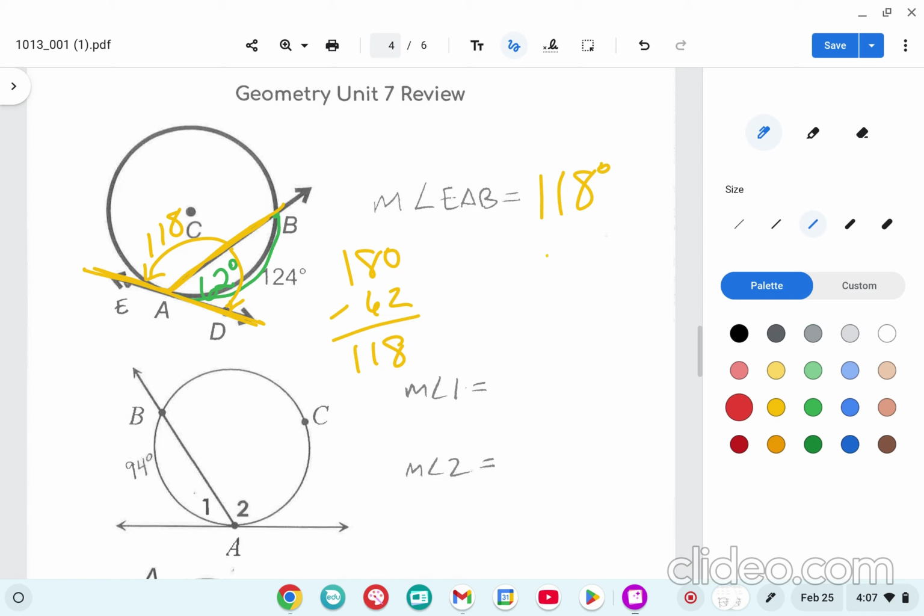All right, looking at the next one, it's very similar. We have 94 degrees. We have that 94 means this angle 1 is 47 because it's half the arc. And then we look onto the other side and we do the same thing again. We have a linear pair that together add up to 180. So we do 180 minus 47, and that gives us 133.